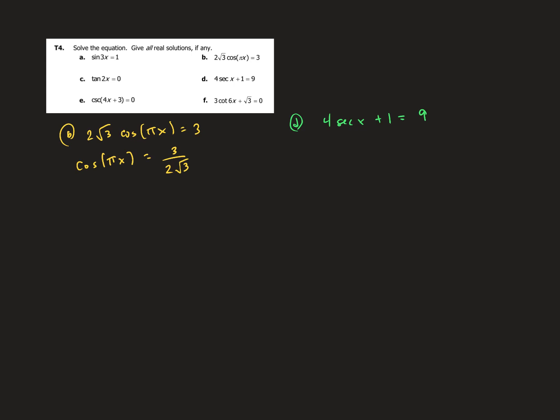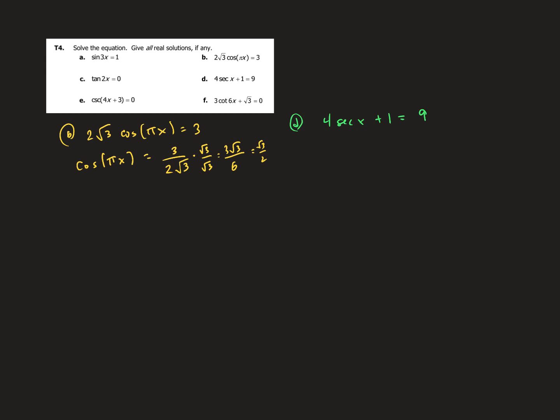So this, we should be able to recognize as something. That 3 over 2 root 3 is super confusing though. So we're going to rationalize that so it looks a little easier to work with. So when we do that, we end up getting 3 root 3 over 2 times 3, which is 6. So that's going to simplify down into root 3 over 2, and that's something that's on our unit circle.